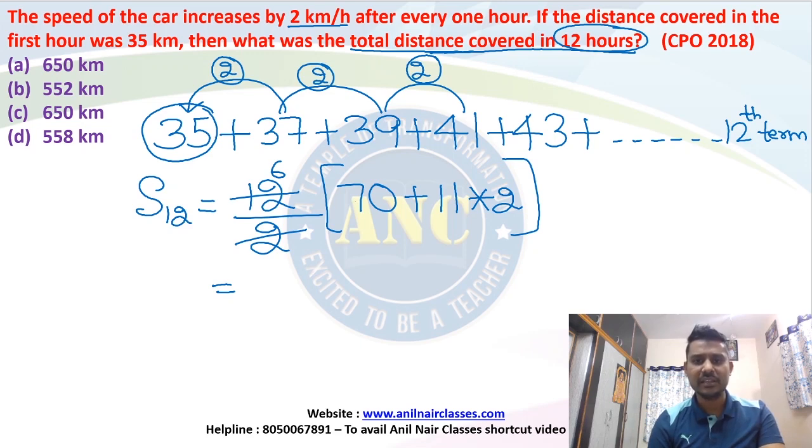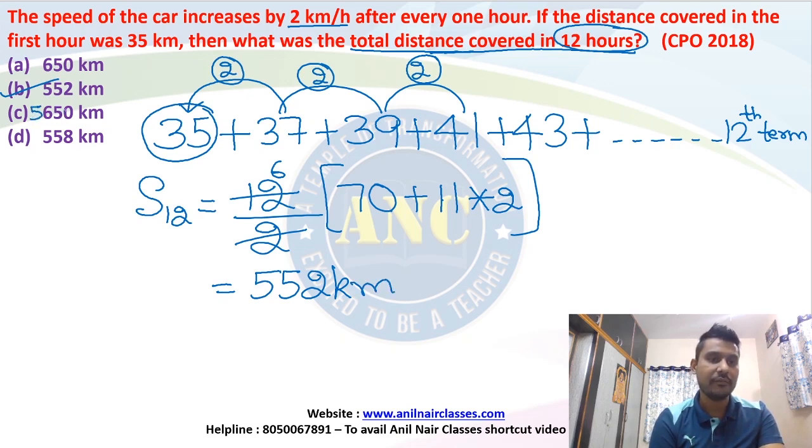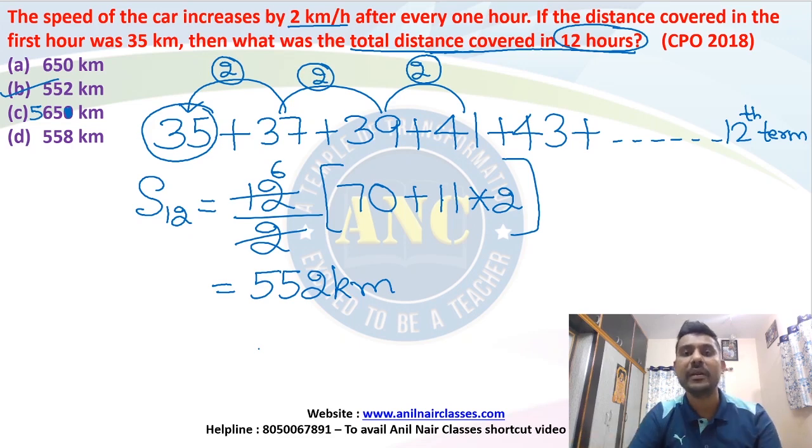So you can say that 11 into 2 is 22, 70 plus 22 is 92, 92 into 6 is 552. The answer should be 552 kilometers for this question, which is option B. Option B should be the answer. It's a very, very simple basic concept of arithmetic progression.